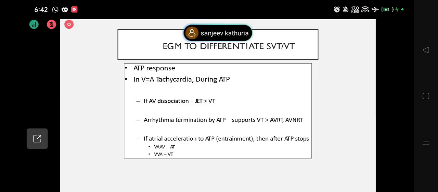What we want to support is that arrhythmias terminated by ATP are likely to be VT because you're overriding it. You're able to override a ventricular rhythm with the help of a ventricular beat. So important thing, if you see V more than A, likely to be a VT. If you see that the ATP was able to terminate it, likely to be a VT.